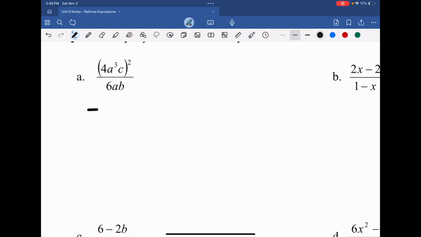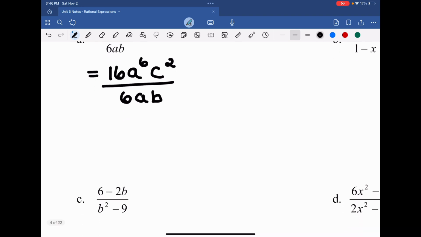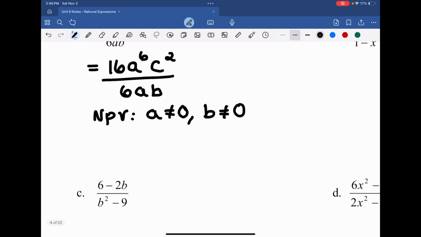I realize that I can expand this numerator to become 4 squared is 16, a cubed times a squared is a to the 6th, c to the 1 times c to the 1 is c squared, over 6ab. Now, in the denominator, I have a couple variables here. So I'm going to go NPV. We have a, which cannot equal 0. We also have b, which cannot equal 0, because if they were, it would wipe out the whole denominator to 0.